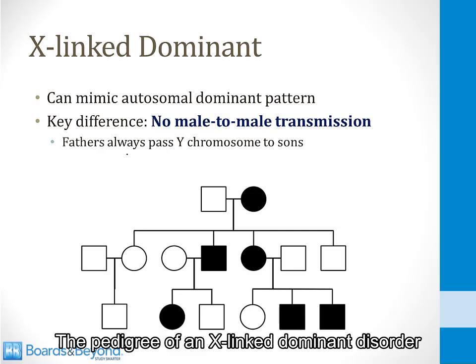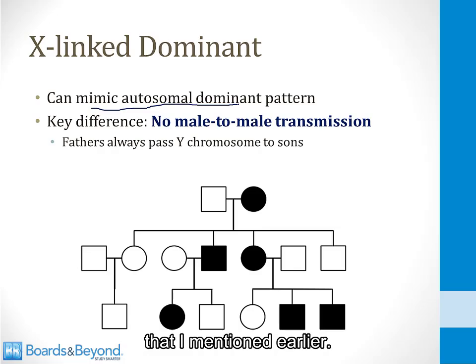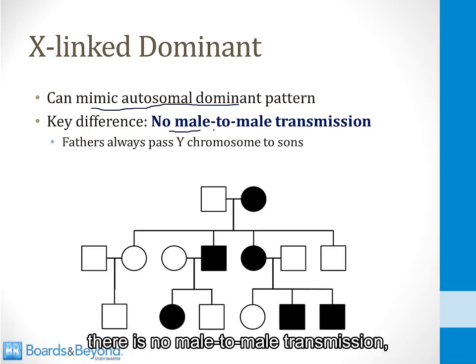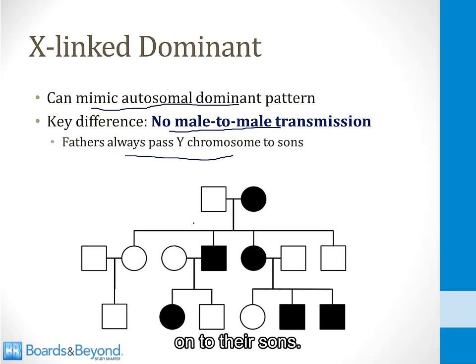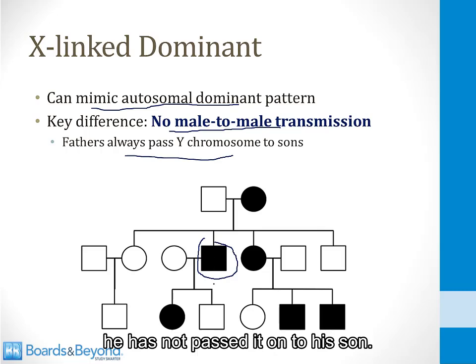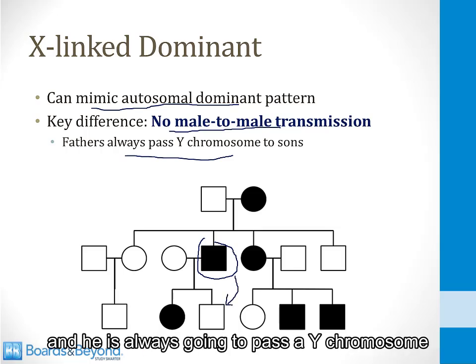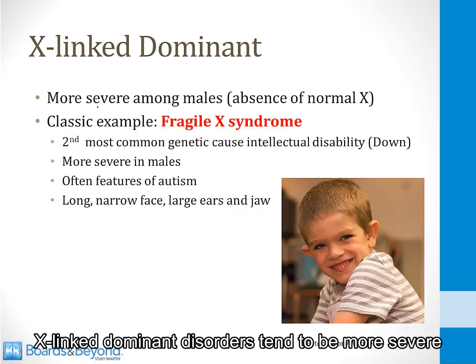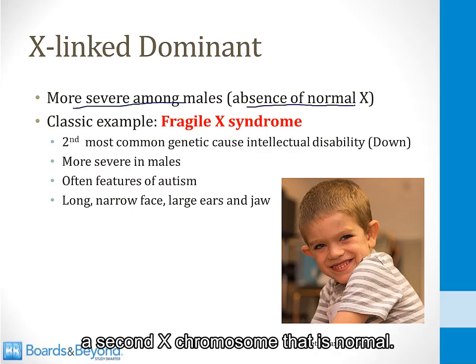The pedigree of an X-linked dominant disorder can mimic an autosomal dominant pattern. However, a key difference is one that I mentioned earlier. In autosomal dominant disorders, there can be male-to-male transmission. In X-linked dominant disorders, there is no male-to-male transmission. That's because fathers always pass a Y chromosome on to their sons. So in this pedigree shown on the screen here, we have an affected male here. He has not passed it on to his son. He cannot do this because this is an X-linked disorder, and he is always going to pass a Y chromosome onto his male offspring. X-linked dominant disorders tend to be more severe among males because they do not have a second X chromosome that is normal.